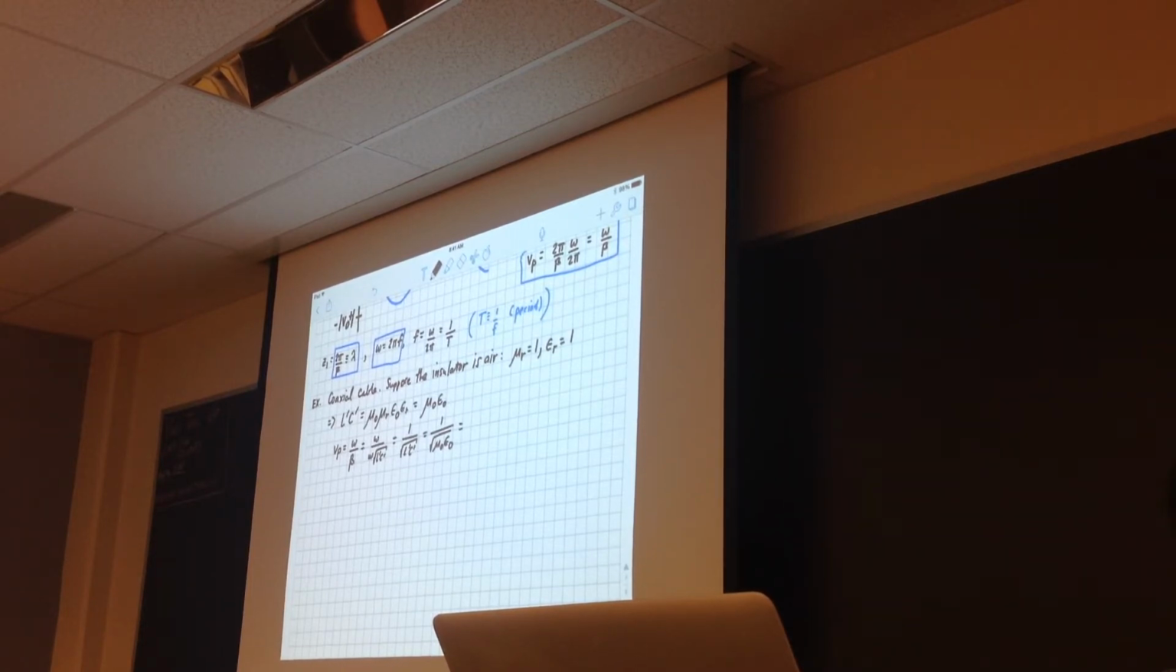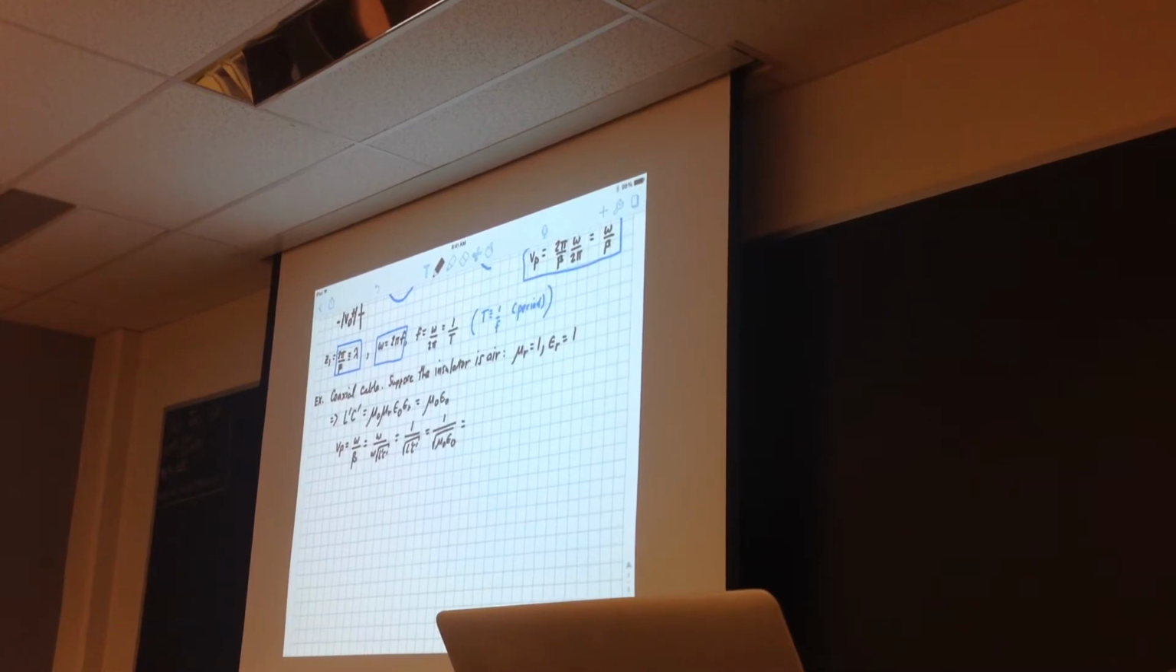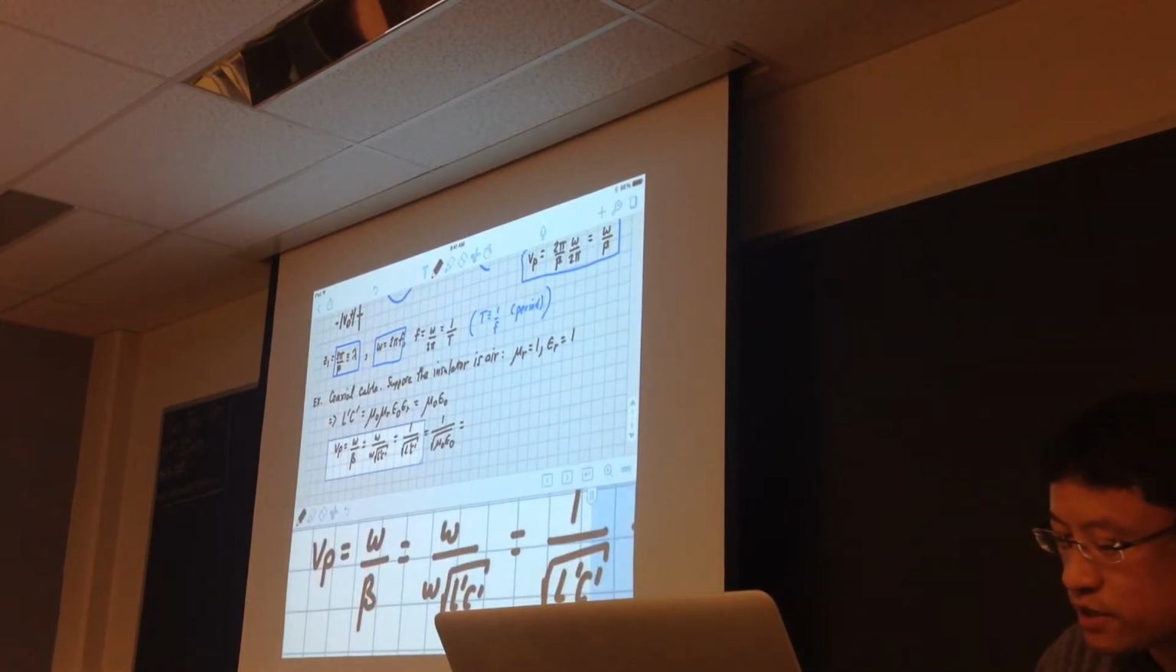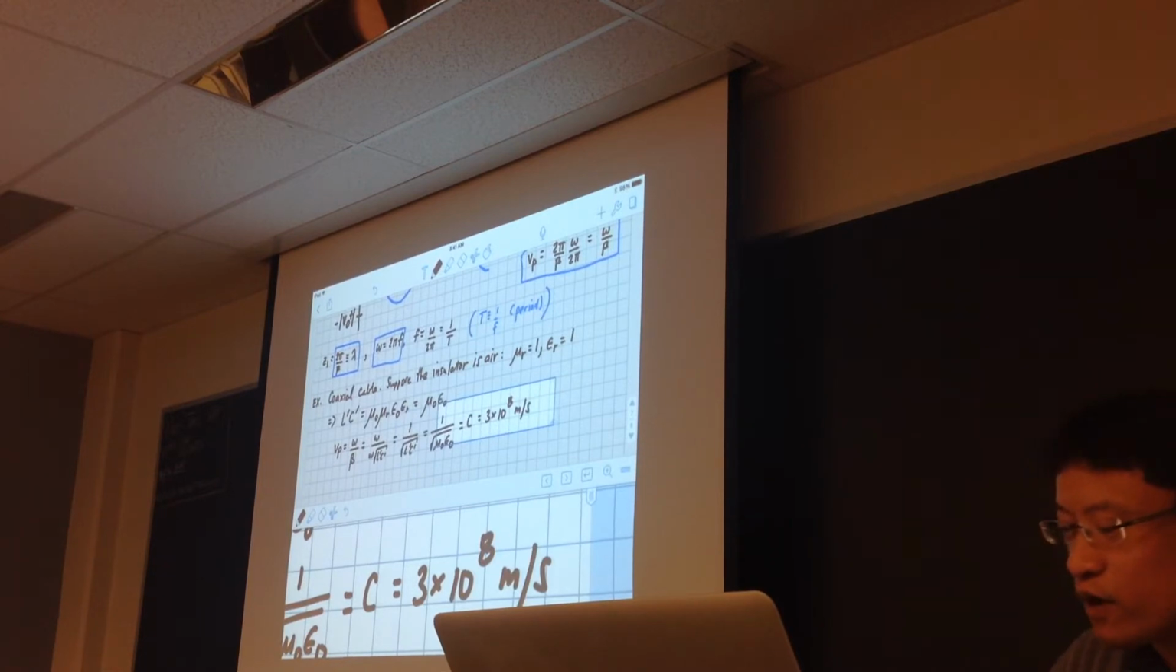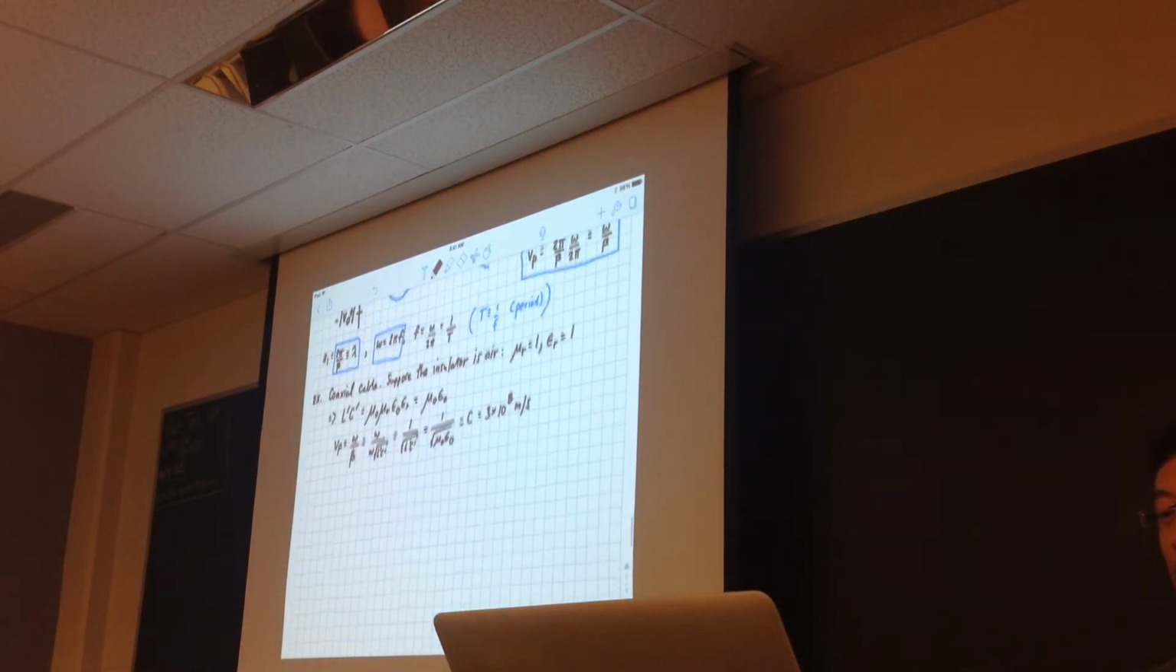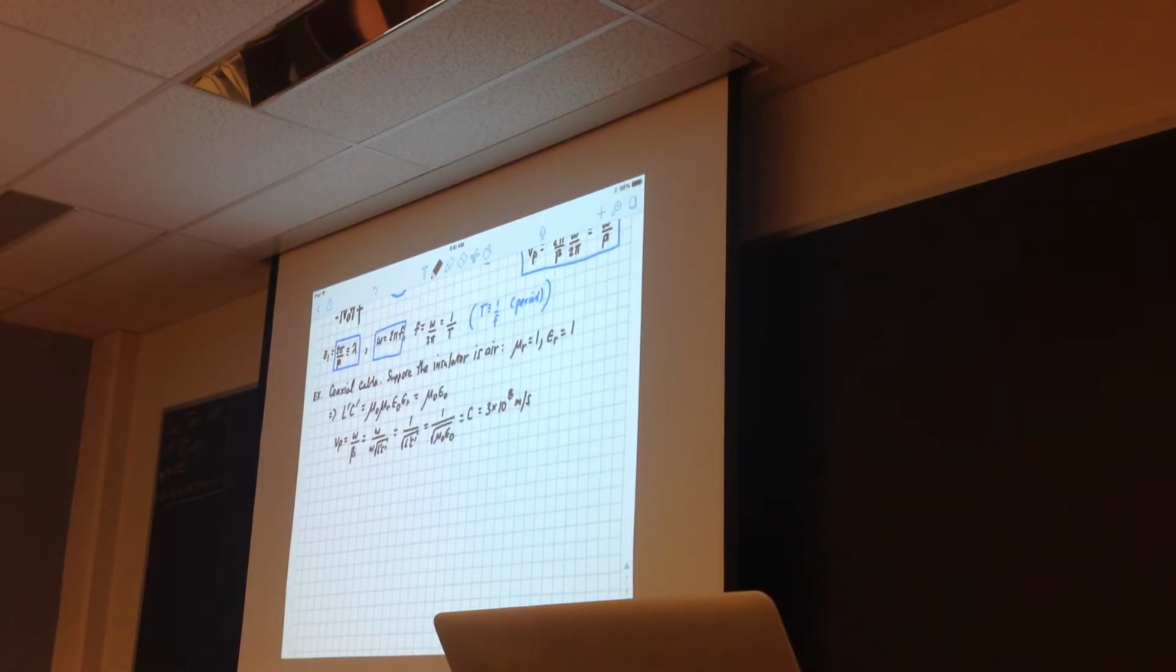Has anybody made this calculation before? 1 over the square root of those two fundamental constants of nature. I haven't made it before, but I know what it is. What is it? It's the speed of light. Speed of light, yeah. So this is c, 3 e to the 8 meters per second. What does that mean? If you have air in your coaxial cable, then the energy in the coaxial cable is moving at the speed of light, 3 e to the 8th meters per second.